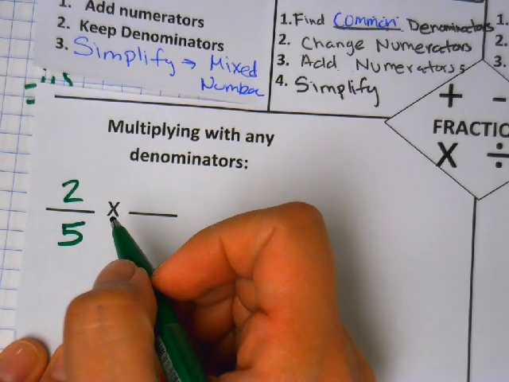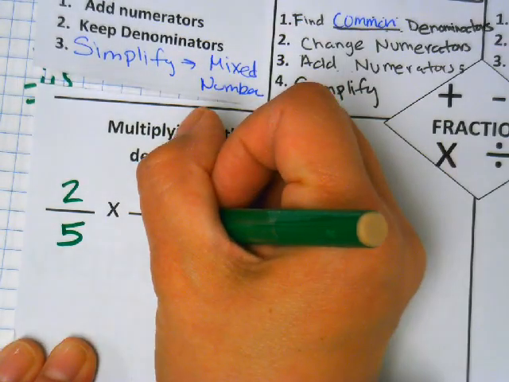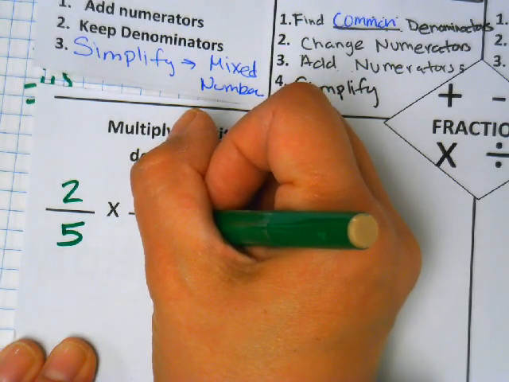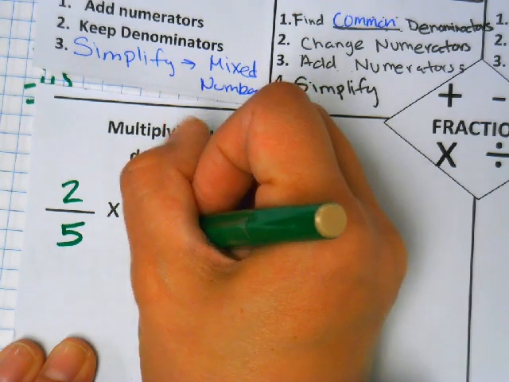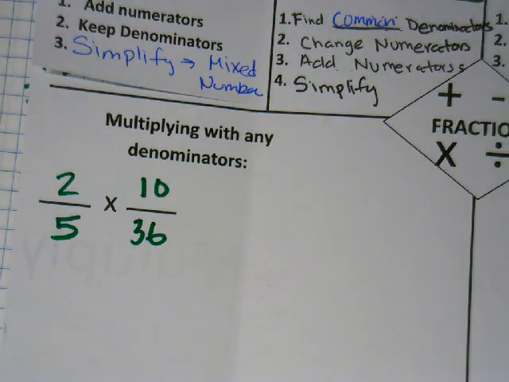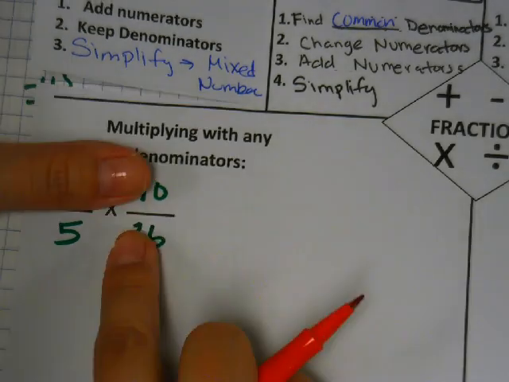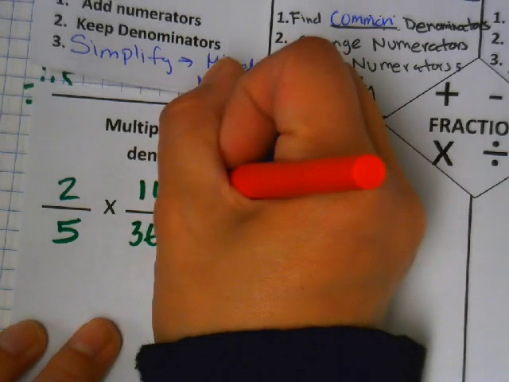2/5 times 10 over 36. Shortcut, right? So I chose these numbers because I'm forcing you to try to use a shortcut. Because I really don't want to sit here and multiply 5 times 36 and then simplify it all the way down. So if I check the corners, 5 and 10, what can I divide 5 and 10 by? 5. Good.